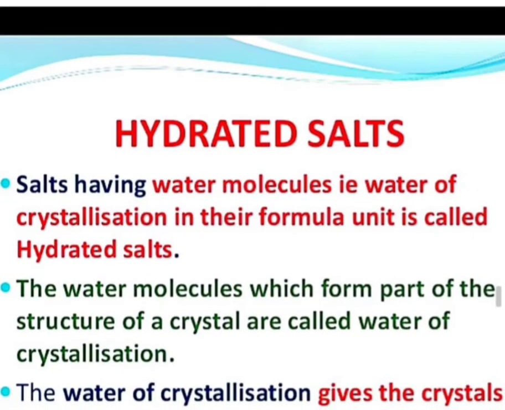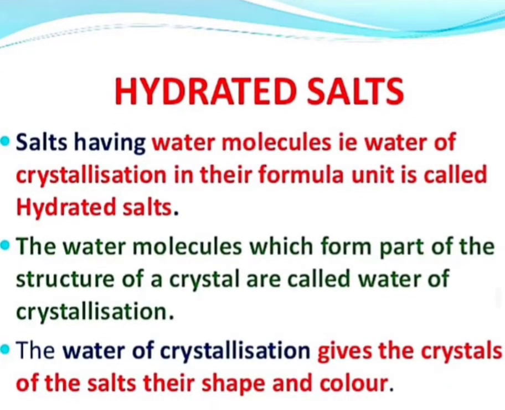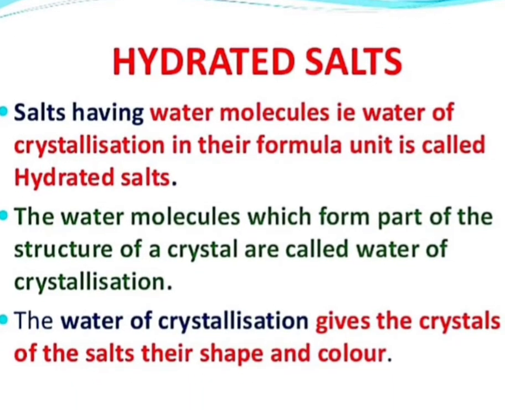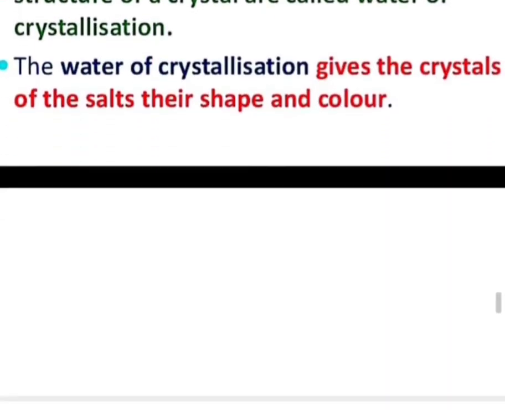Next we will learn about hydrated salts. What are hydrated salts? Salts having water molecules, that is water of crystallization, in their formula unit are called hydrated salts. The water molecules which form part of the structure of a crystal are called water of crystallization. The water of crystallization gives the crystal of the salts their shape and color. So 10 molecules of water are there in washing soda that gives it white color. Similarly, CuSO4.5H2O, that is copper sulfate pentahydrate, is blue in color, and those water molecules give it the blue color.